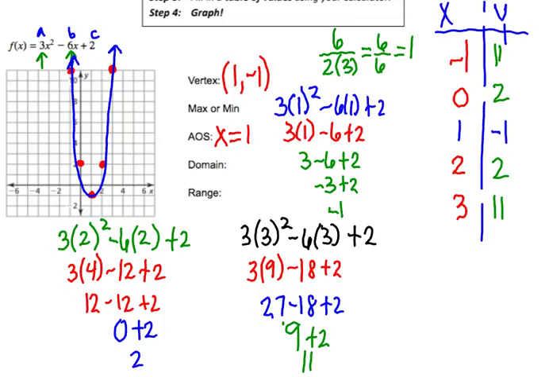Okay, our domain, folks, remember it's always all real numbers. And our range, so it's going to be y. Now I'm looking at my graph. So right here, nothing's below it, right? So it needs to be greater than or equal to negative 1. So it's the same as this guy right here. Oh, and it's a minimum.